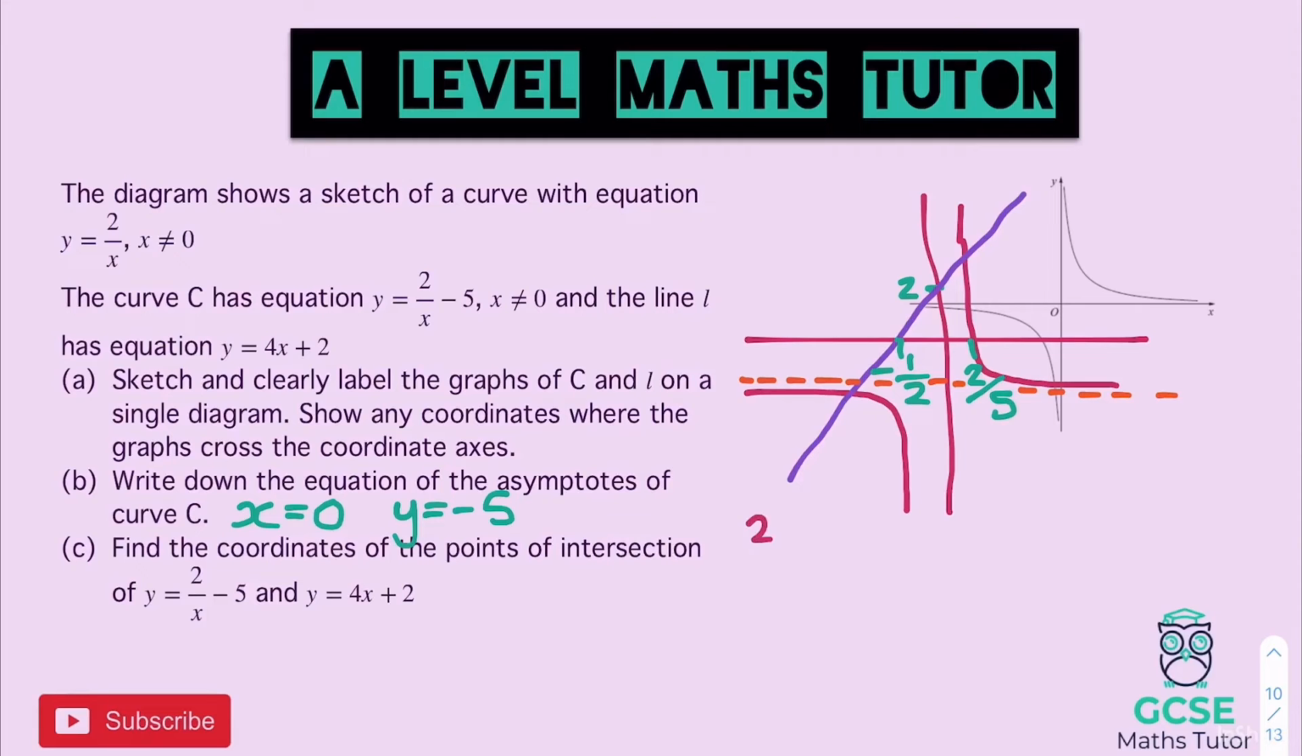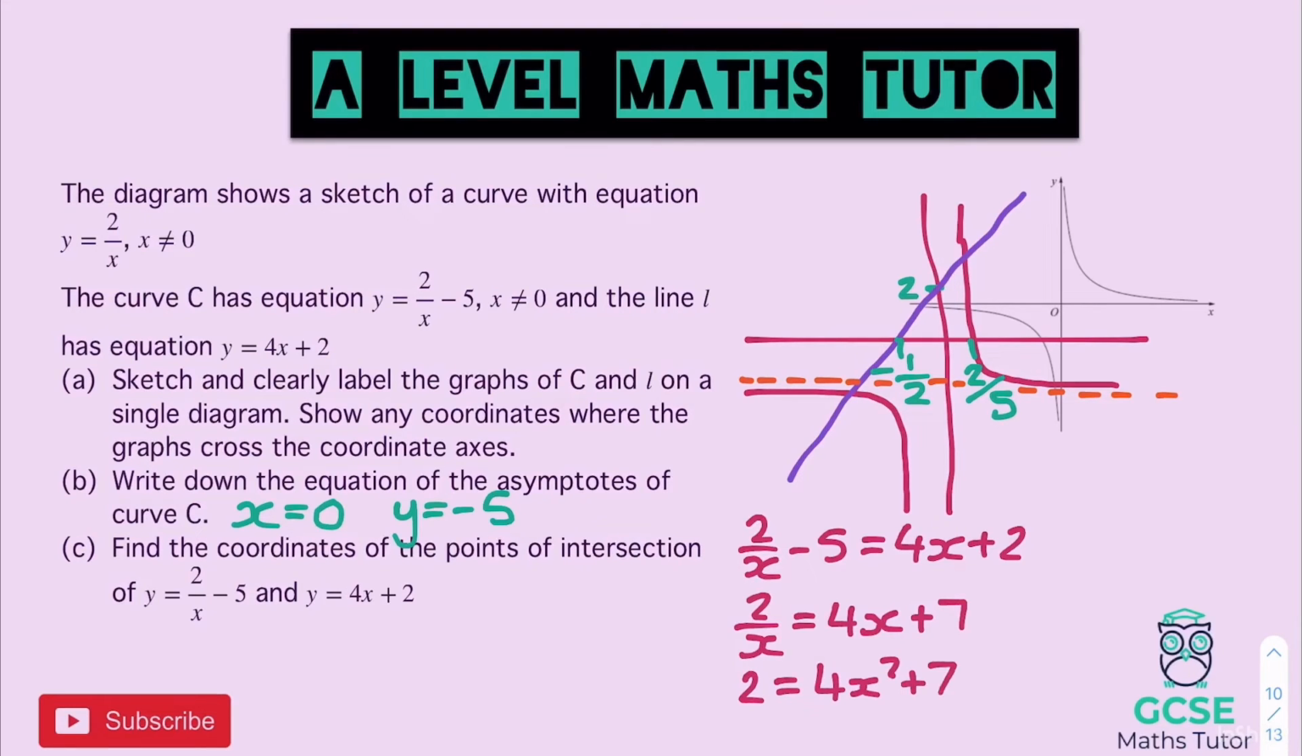Now if we do that, we get 2 over x minus 5 is equal to 4x plus 2. Now there's different ways that you can go about solving this. Either we can move the 5 over, or we could multiply by x straight away. I'm going to add the 5 over to the other side. So we get 2 over x equals 4x plus 7, and then multiply both sides by x, we get 2 equals 4x squared plus 7x, not forgetting to times both those pieces, and then we can minus the 2 over. So 0 equals 4x squared plus 7x minus 2.